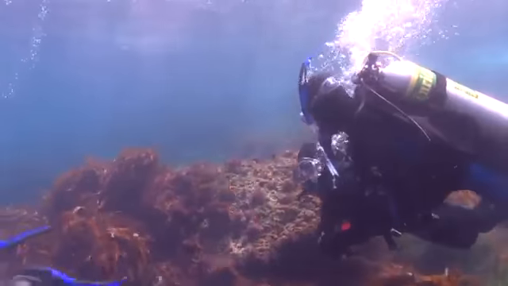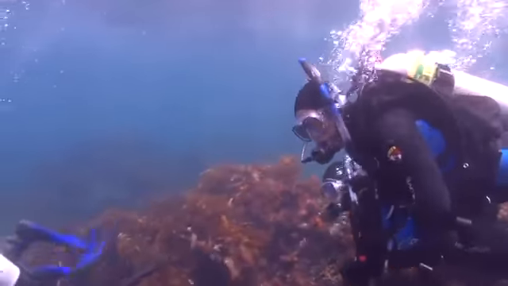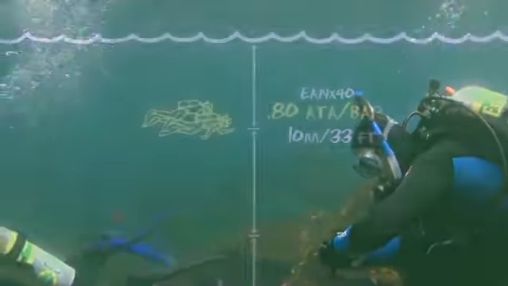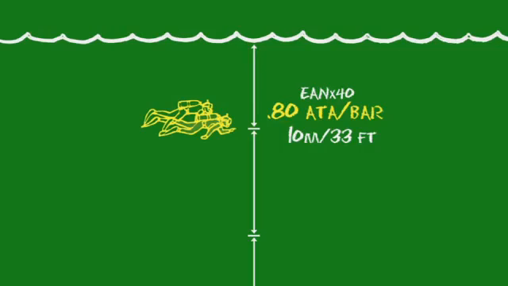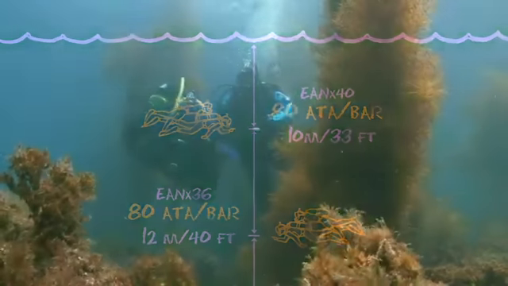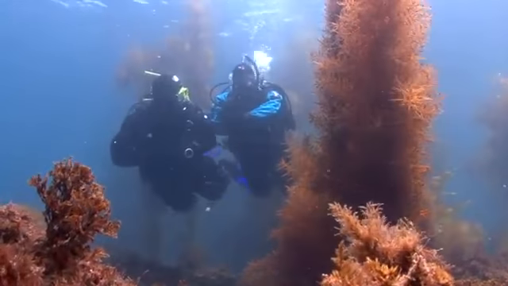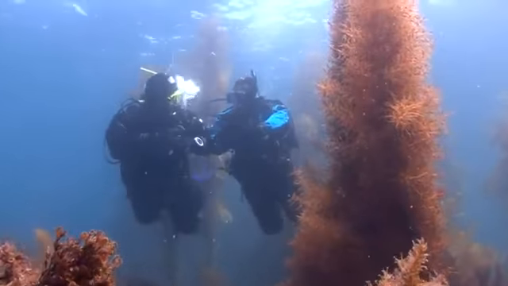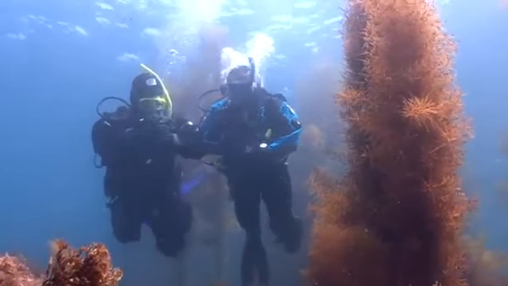Oxygen exposure limits relate entirely to the oxygen partial pressure. The PO2 at 10 meters 33 feet using Enriched Air 40 is 0.80 ATA or bar. At 12 meters 40 feet using Enriched Air 36, you would have the same partial pressure. Your oxygen exposure limits would be the same for either dive, as your dive computer would show the same oxygen exposure limits.